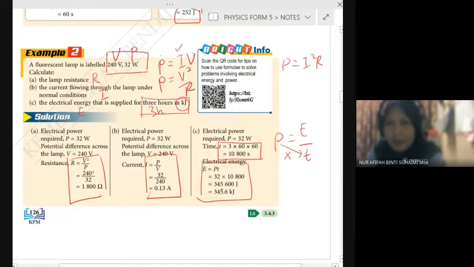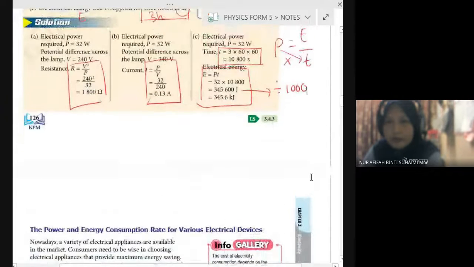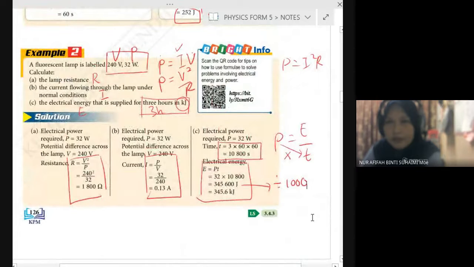Okay. Dapat jawapan, baru tukar kepada kilojoule. Divide by 1000. This one you divide by 1000 lah, kilo. Kilo 1000. So 345.6 kilojoule. Ikut soalan. Soalan nak apa? So if you just stop until 345,600, you cannot get the full mark, satu saja. Satu mark saja. Kalau jawapan betul baru dapat 2 markah.